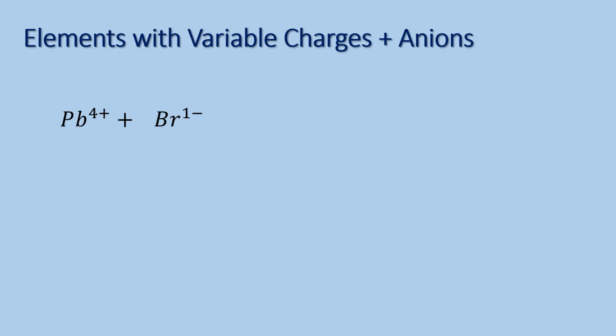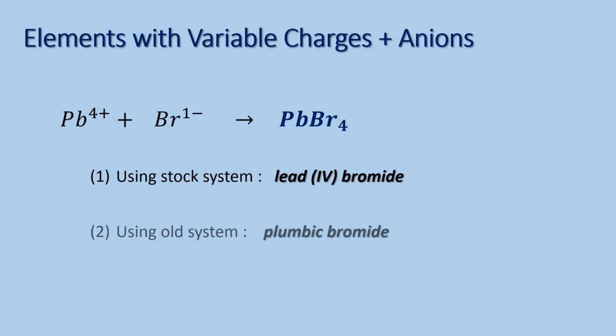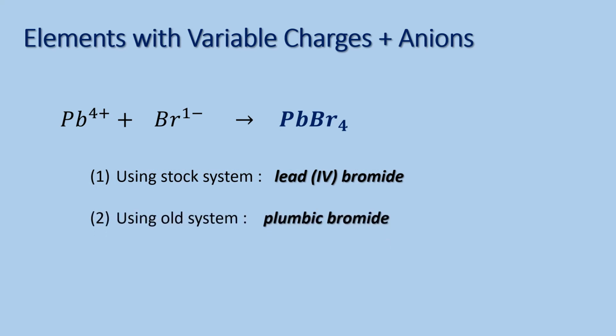Another example would be lead with a charge of 4. This is a lead with higher oxidation or charge, combining with bromide, -1. So the chemical formula of the ionic compound that will be formed will be PbBr4. Using the stock system, this will be named as lead 4 bromide, or using the old system, this is plumbic bromide. So this is how we name ionic compounds, binary compounds, using elements with variable charges combining with anions.